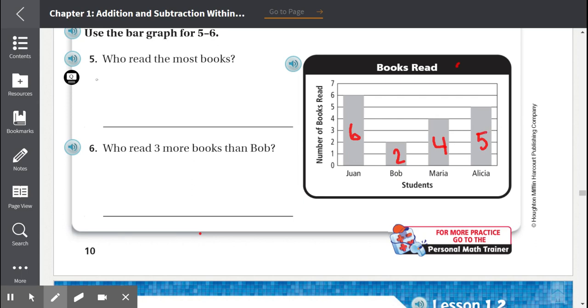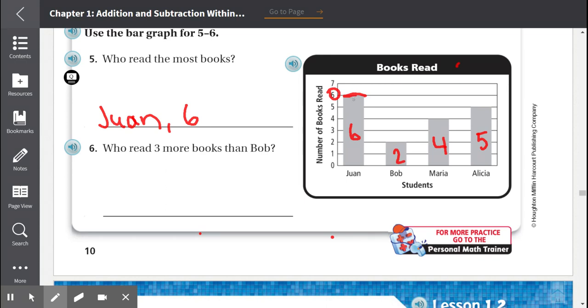Now, number 5 says, who read the most books? So let's look at the bars and see who had the longest bar. Juan had the longest bar, and it ends at the number 6. So we know that Juan read 6 books. So he read the most books, Juan. So we're going to write Juan as the answer, and let's put comma 6 books. And let's check if our answer is correct. Juan read 6, Bob read 2, Maria read 4, Alicia read 5. Juan had the highest number, the biggest number, the longest bar.